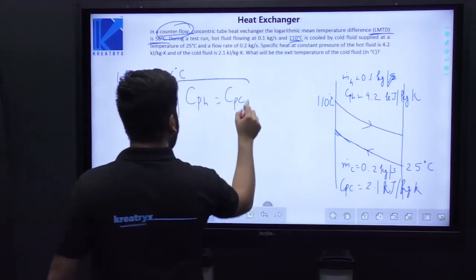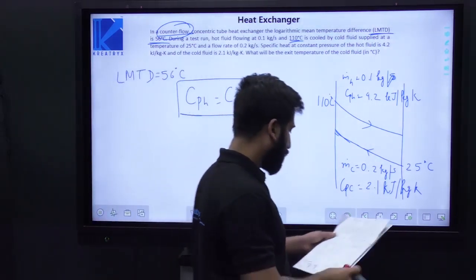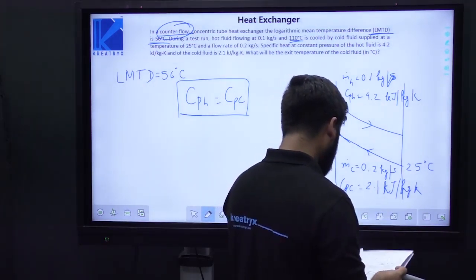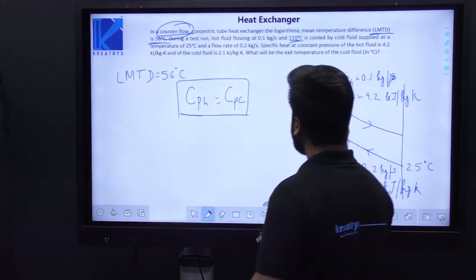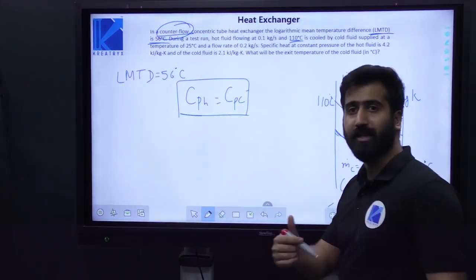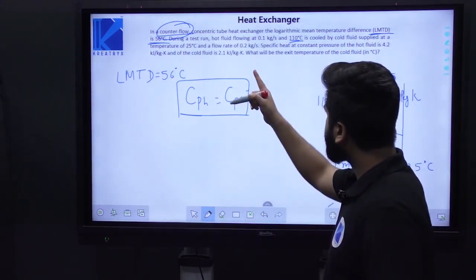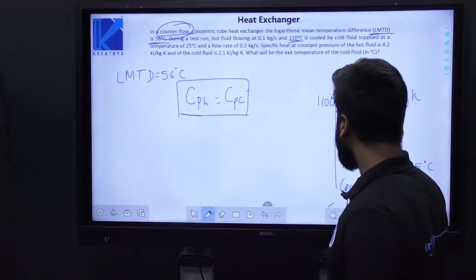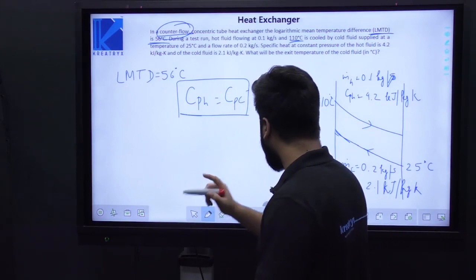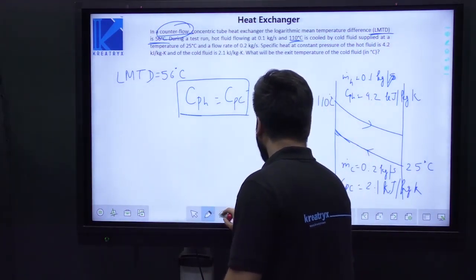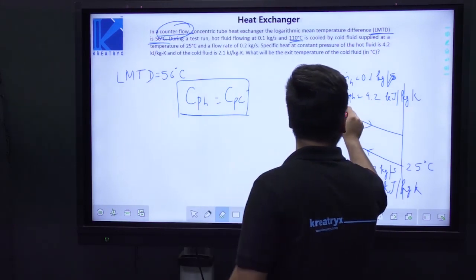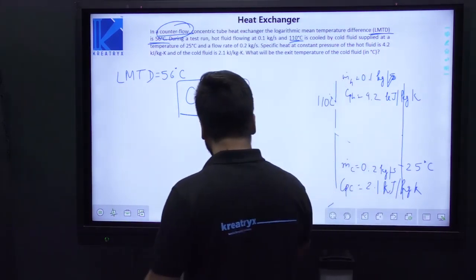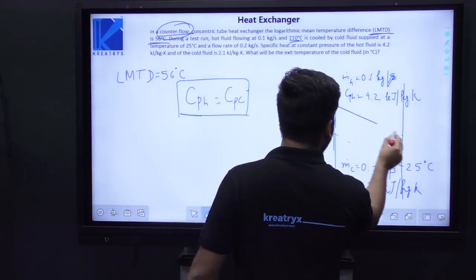Okay, and the value is what? We don't need it. So these are equal. So it becomes a special case now. In a counter flow heat exchanger, when the heat capacities of both the fluids are equal, it becomes a special case, only in a counter flow heat exchanger. I've explained it in the previous video. So these two lines become straight lines. So now this is a straight line and this is also a straight line.